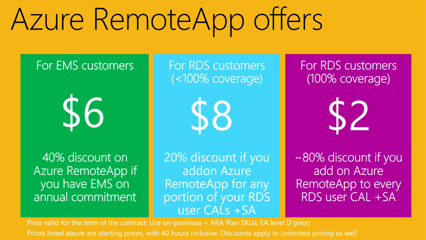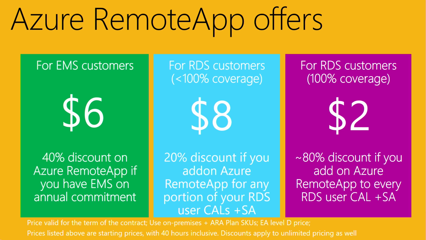Brad mentioned you could get Azure RemoteApp for $2. So we have a couple of promos right now. If you're an existing EMS customer, you can get Azure RemoteApp for $6. If you have RDS partial coverage, $8. And what Brad said is if you have Azure RemoteApp with full coverage with Software Assurance, you can get it for as low as $2 a user per month. So just think about that.